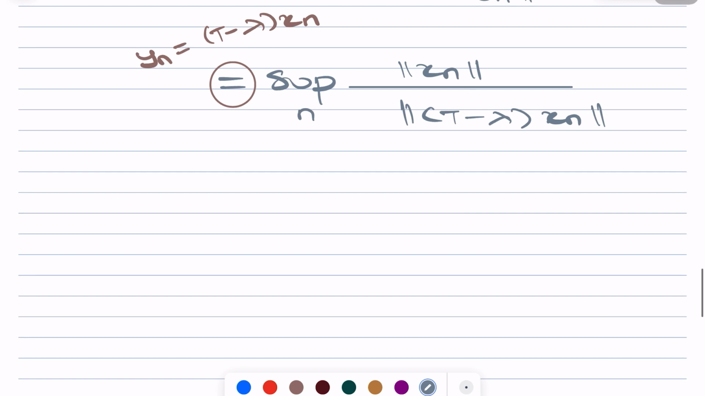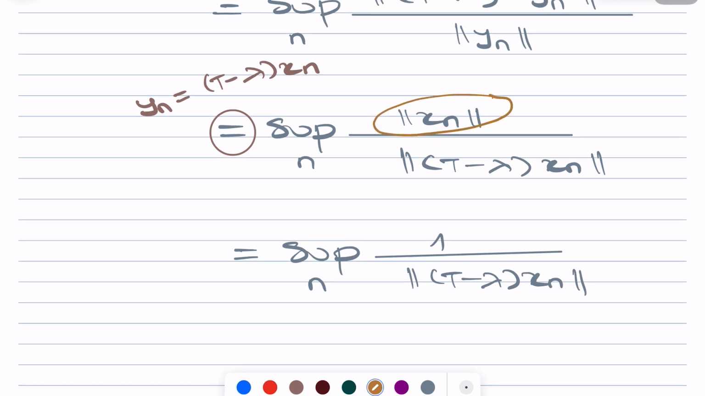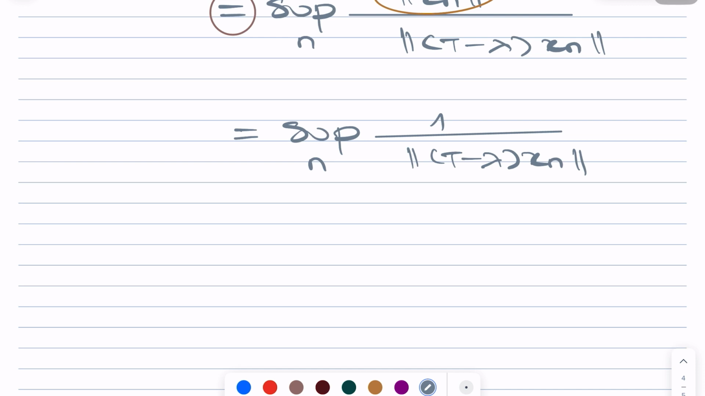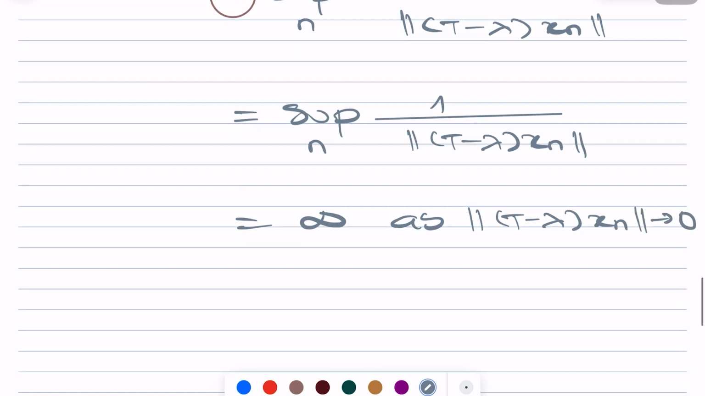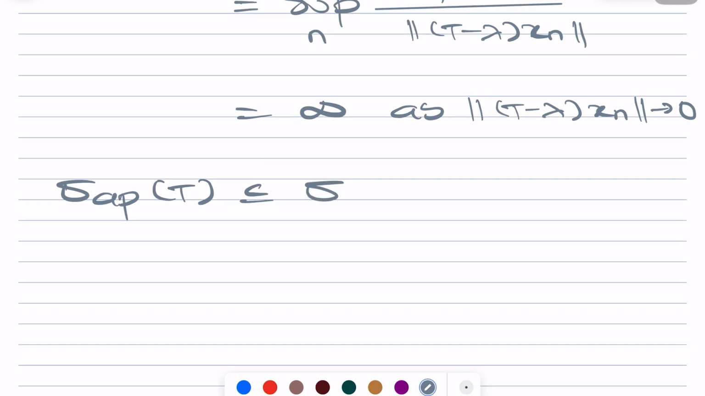So this is less or equal, depending on what you decided. Again, this is the supremum of 1 over the norm of (T minus lambda) xn over n, because xn has norm 1, it lives on the unit sphere. And this is exactly infinity, because lambda is an element of the approximate point spectrum, so you know that this goes to 0. So we clearly have that the approximate point spectrum of T is a subset of the spectrum of T.